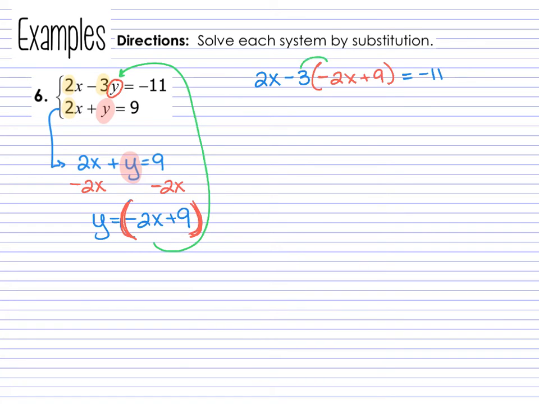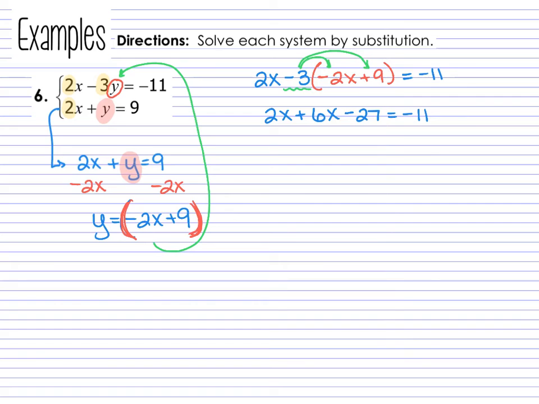So I'm going to distribute the negative 3. Don't forget that that negative goes with the 3. So I have 2x plus negative 3 times negative 2x. Negative times a negative is a positive. 3 times 2 is 6, so we have 6x. Negative 3 times positive 9 is minus 27, or negative 27, not 29, 27, which equals negative 11.